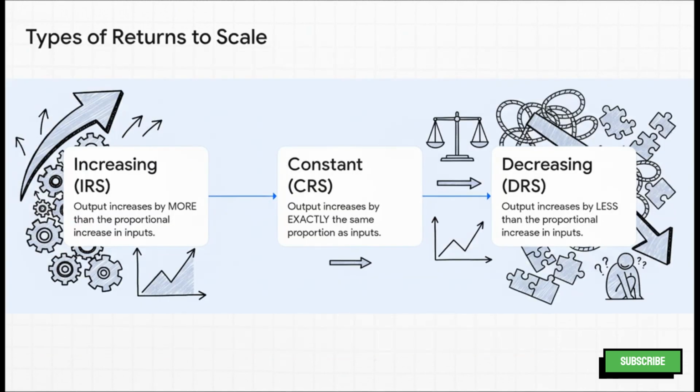So there are basically three ways this can play out. At first, a small firm might get way more efficient as it grows. That's increasing returns to scale. Then it might hit a sweet spot with constant returns. But if a company gets too big, too bloated, it can become a nightmare to manage, leading to decreasing returns to scale. This actually helps explain why some industries, like software, have a few giant players, while others, like local restaurants, can have tons of small, successful businesses.